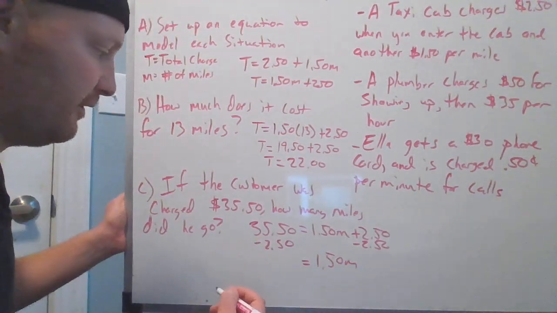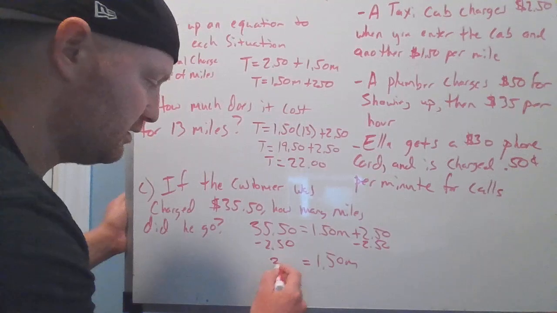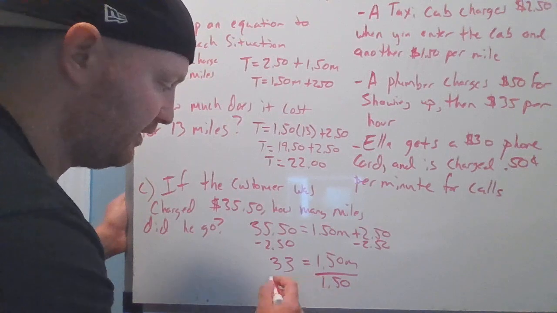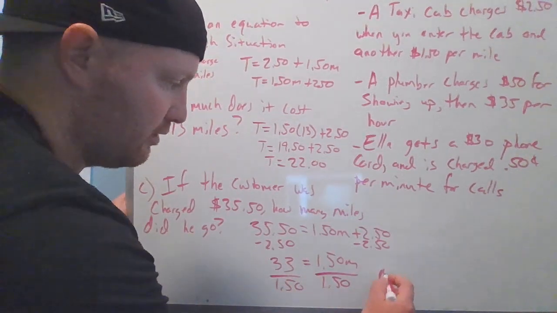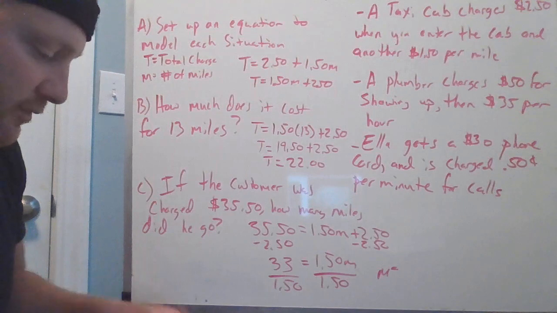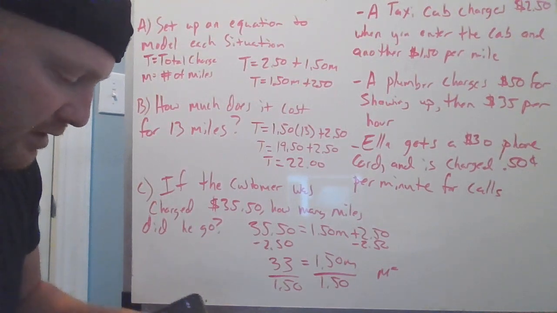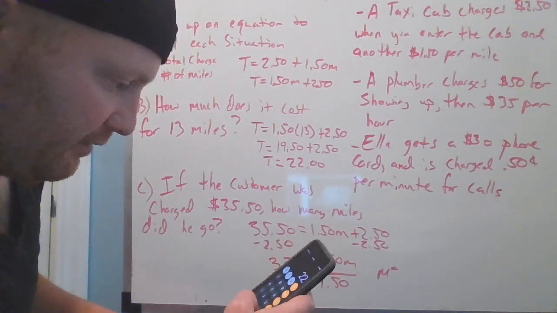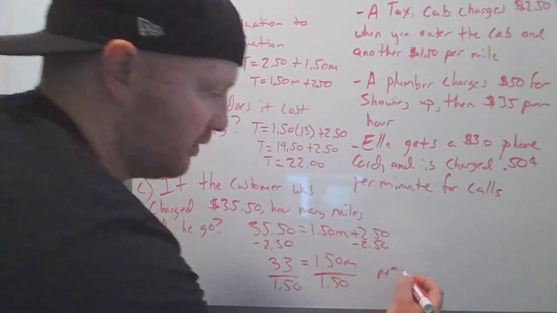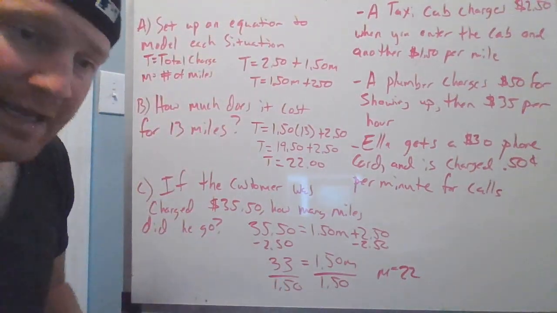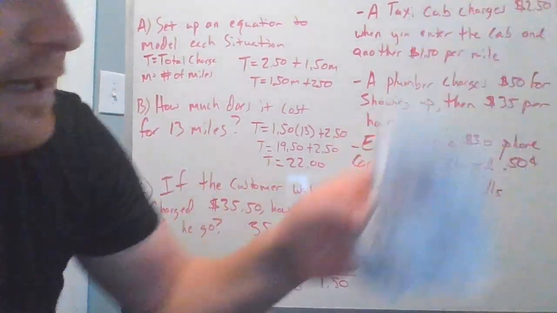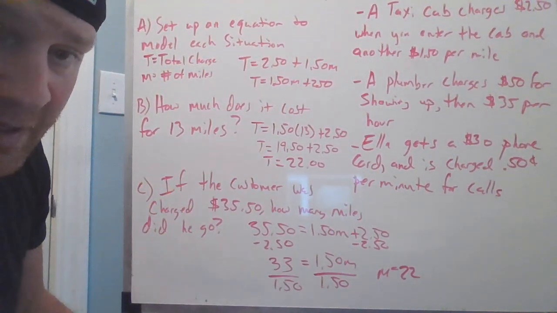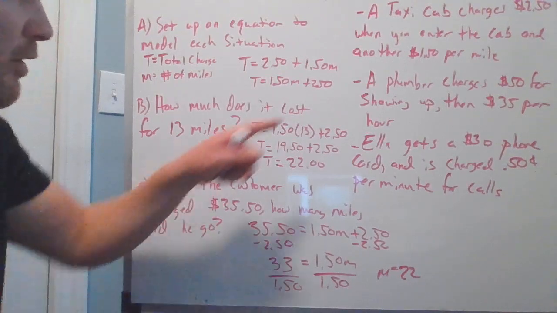Okay, $35.50 minus $2.50 is 33 even. Divide both sides by $1.50. And your number of miles ridden for this charge is 33 divided by $1.50, which is exactly 22 miles. That is the kind of work you're going to be doing today. Take detailed notes. So that's that. Pause this, write down anything you might have or don't have, or just catch up. I'm going to go on to the next question right now.